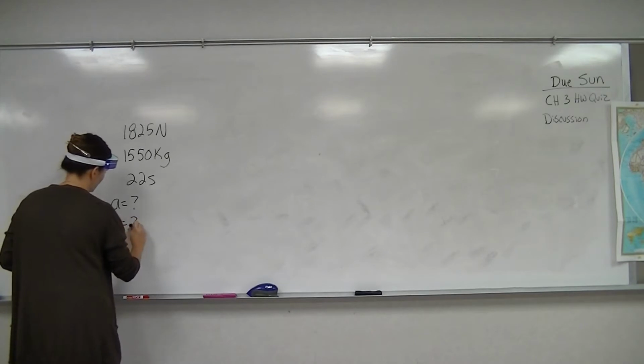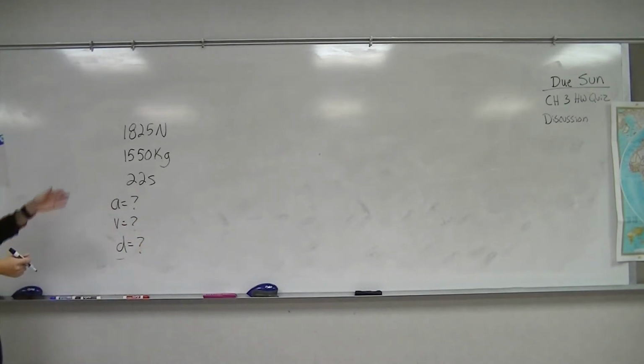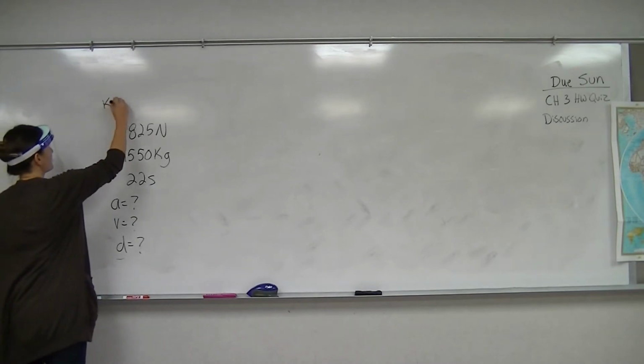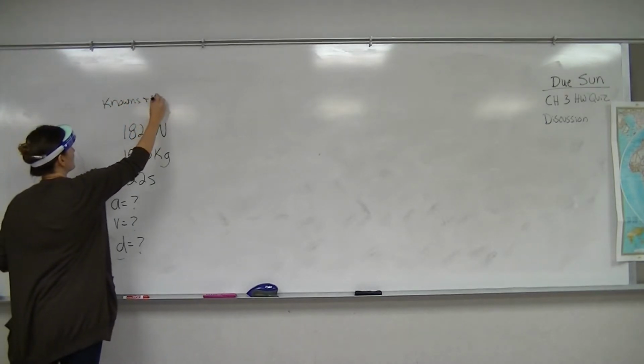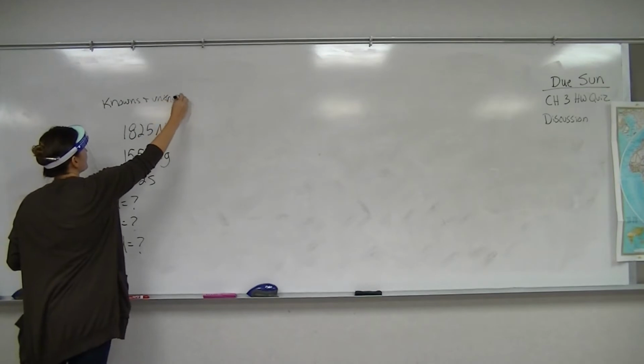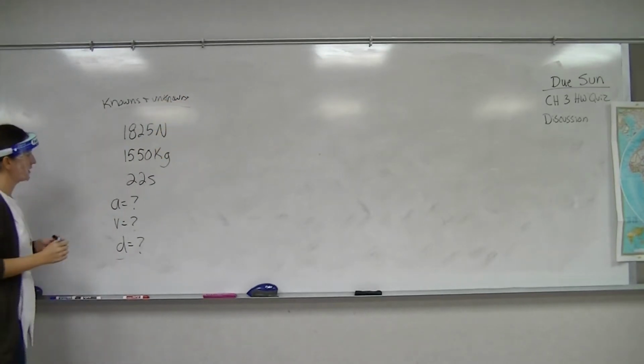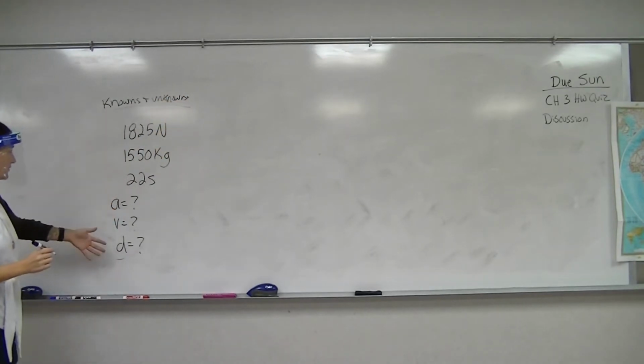Velocity and distance. So a whole bunch of different things. So these are our knowns and unknowns from the problem. Now, that's our first step: make sure we have variables for all of them.